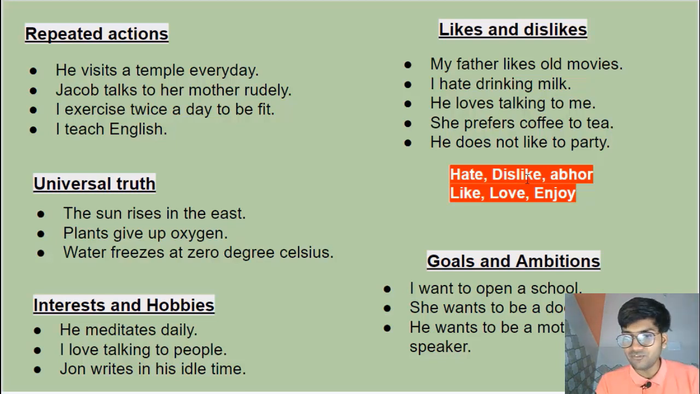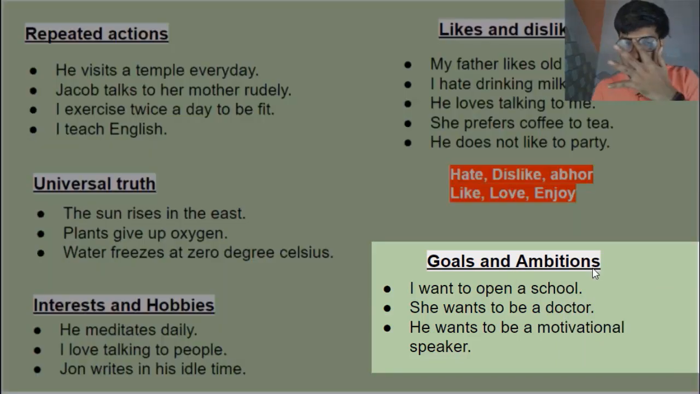Okay. Point number five, goals and ambitions. If you want to talk about your goals and ambitions, what you want to do, simply use present indefinite tense. Okay. I want to open a school. This is what I want to do. She wants to be a doctor. This is her goal, right? She wants to be a doctor. He wants to be a motivational speaker. This is his goal, right? So here we're talking about goals and ambitions.